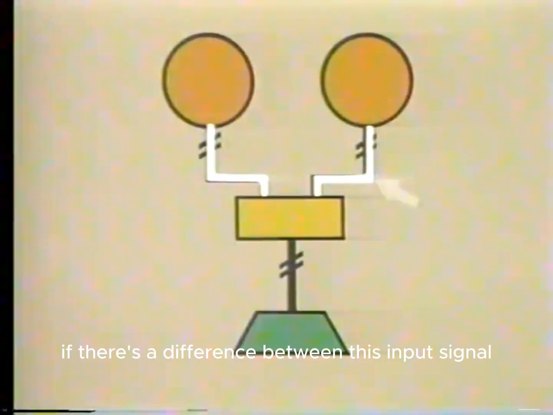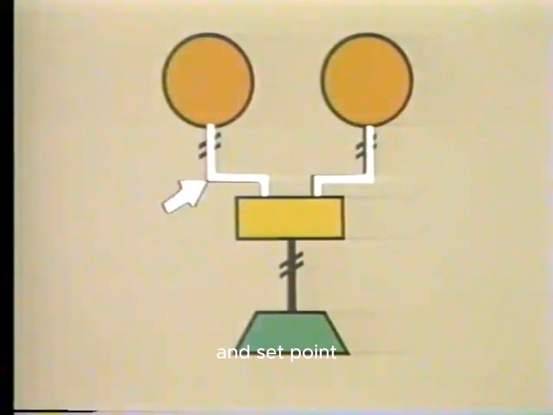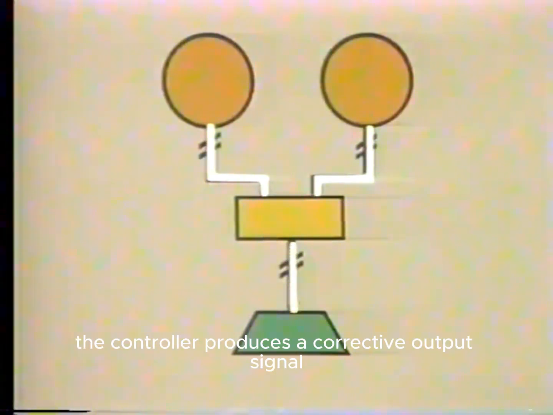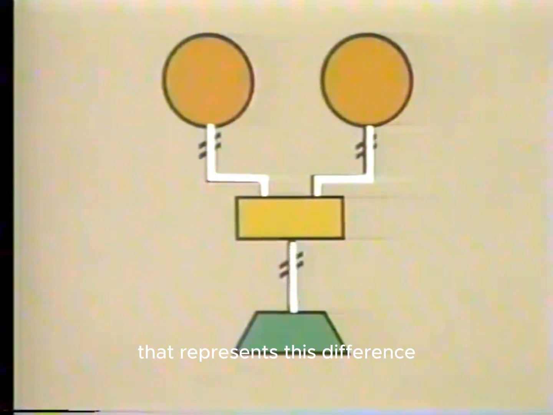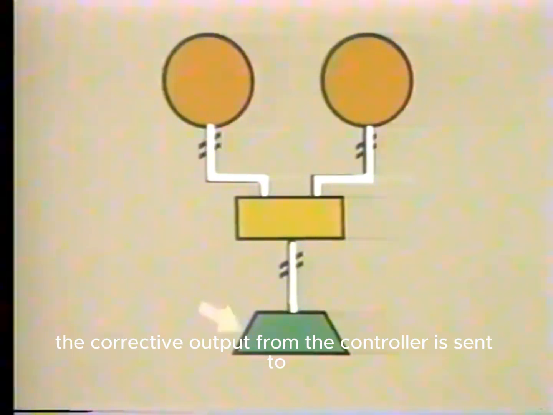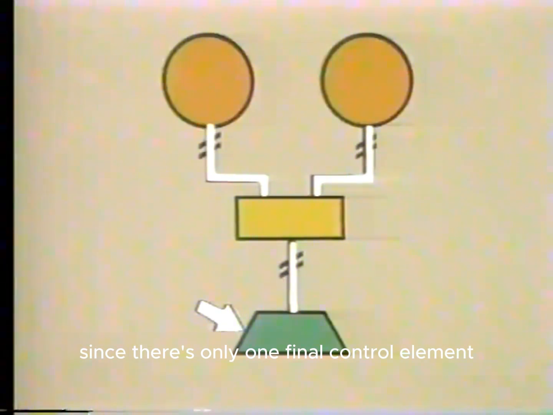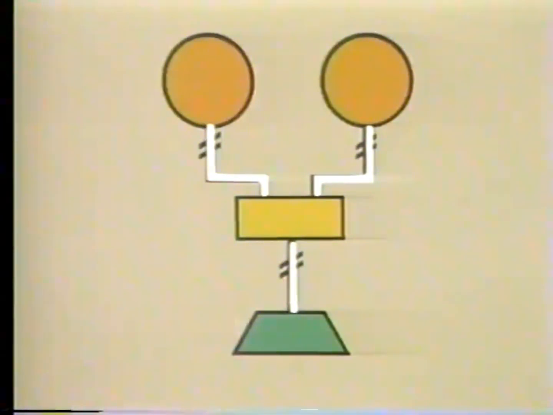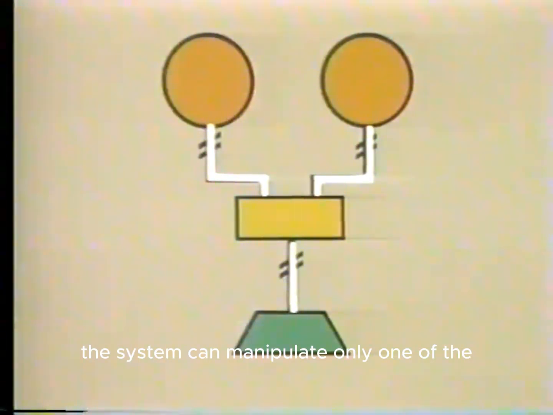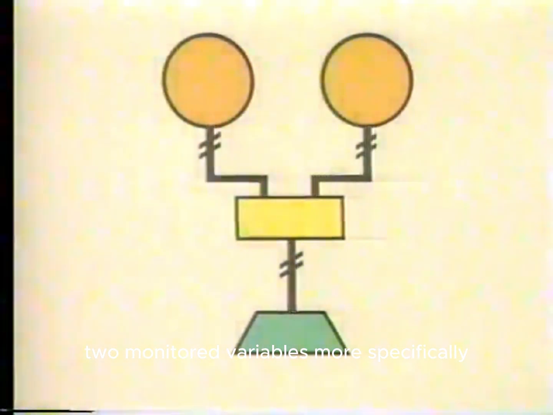If there's a difference between this input signal and set point, the controller produces a corrective output signal that represents this difference. The corrective output from the controller is sent to the final control element. Since there's only one final control element in this simple ratio system, the system can manipulate only one of the two monitored variables. More specifically, the final control element acts to increase or decrease the value of the manipulated variable.